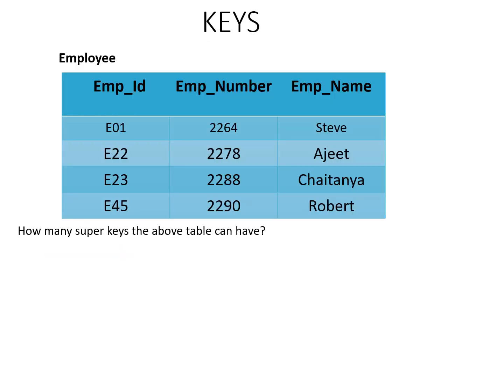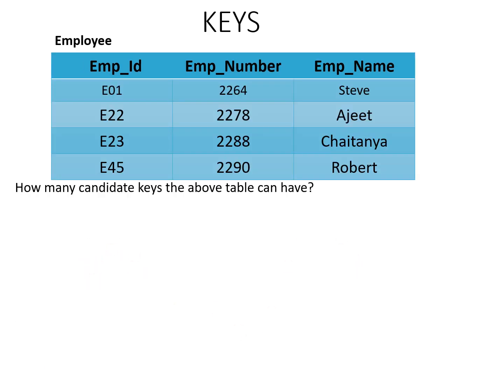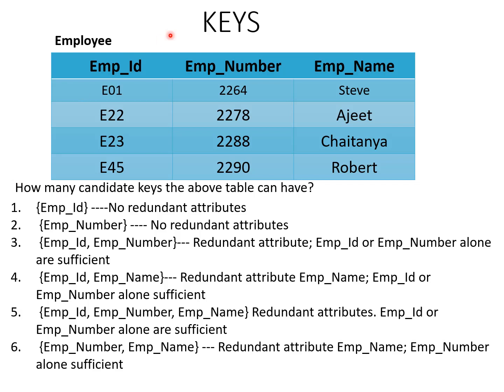Now comes the question: identify how many super keys can be there in the above table. There could be many super keys, like employee ID, so all the permutations and combinations could be there. Now can you identify the candidate keys? When you consider the candidate keys, this is how you will do it. When you take the employee ID, yes, it can uniquely identify each and every row. And when you take the employee number, yes, it can uniquely identify all the records in the table.